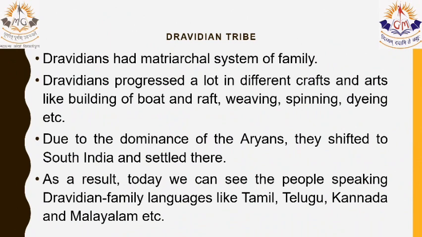Dravidians had a matriarchal system of family. Matriarchal means where the woman is at the head of the family. Usually, we have a patriarchal system of family where the eldest male member of the family is the head. Whereas in a matriarchal system, usually the eldest woman in the household is the head of the family. Everything is done as per the instructions given by her. So Dravidians followed the matriarchal system of family.